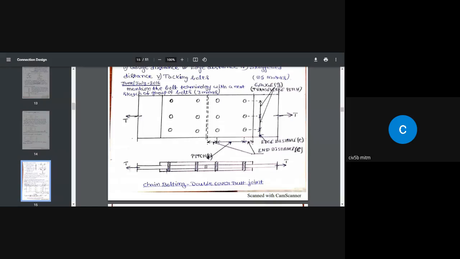So what it means is, the pitch should be at least P minimum. That is, the pitch should be at least 2.5 times the diameter of the bolt. Say, for example, 20 millimeter is the diameter of the bolt. So 2.5 times 20 millimeter is 50 millimeter. So the minimum distance between the center of this bolt to the center of this bolt should be 2.5 times D, that is 50 millimeter. Okay, that is the minimum.